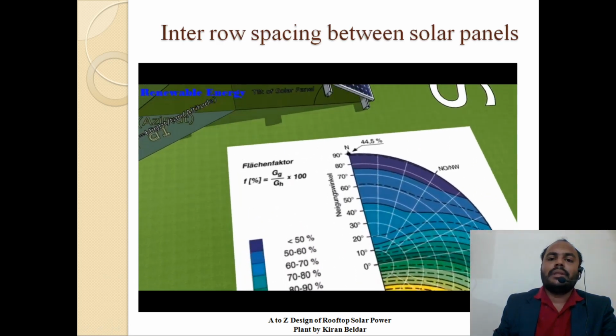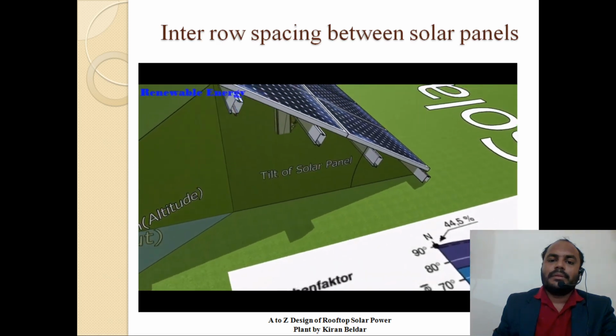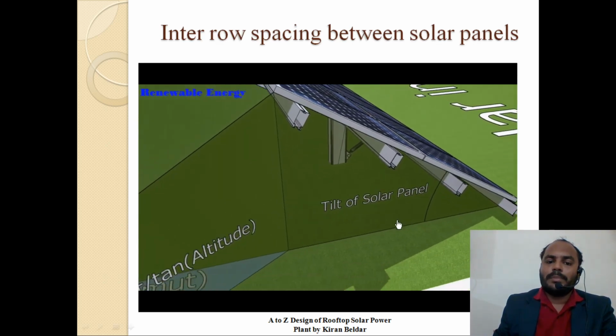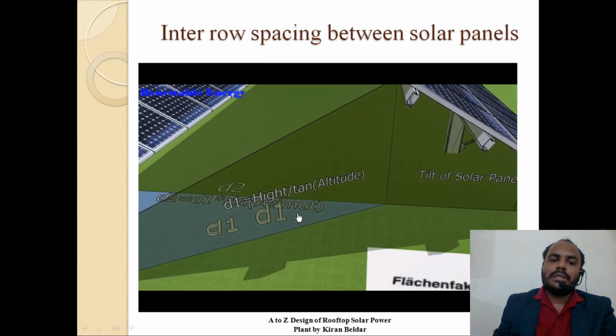we calculate the length of the shadow that is being generated by the first row of a solar panel. This is the tilt angle of a solar panel. This is the length of the shadow.